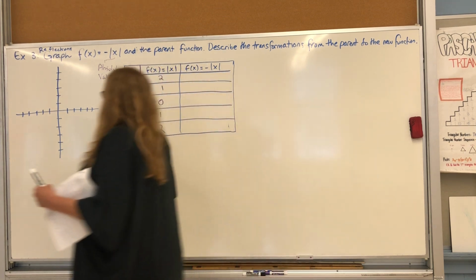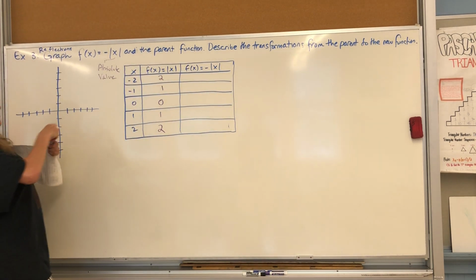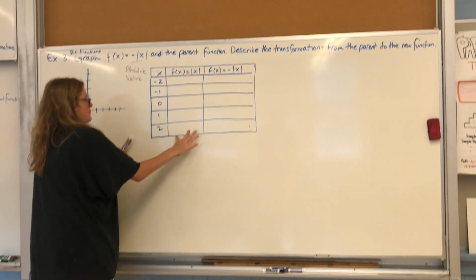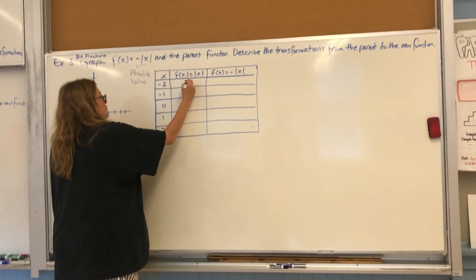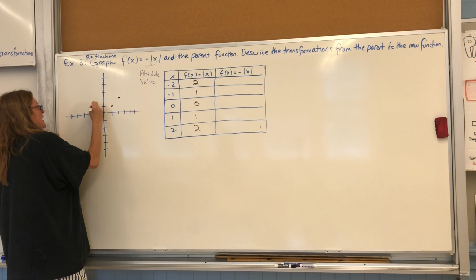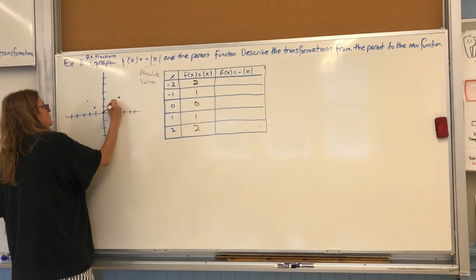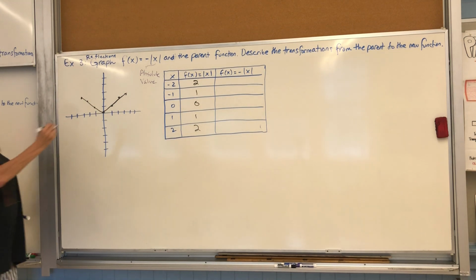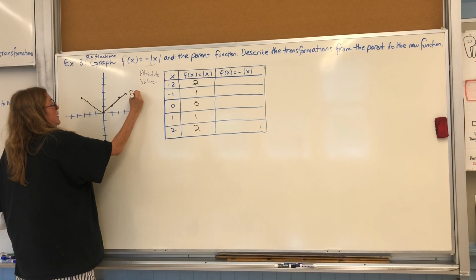So let's sketch that. Actually, you know what? I'm going to be consistent and use black for the parent function because I did that last time. Let's do 2, 1, 0, 1, 2. And we can just copy this. This is what it looks like from our page 1. So that's f of x equals absolute value x.